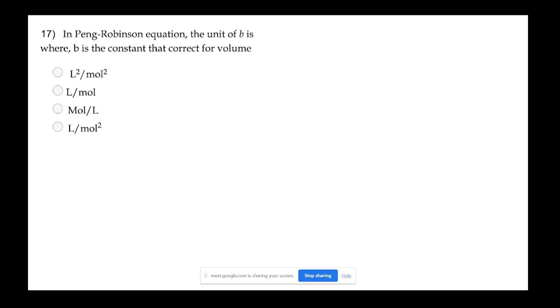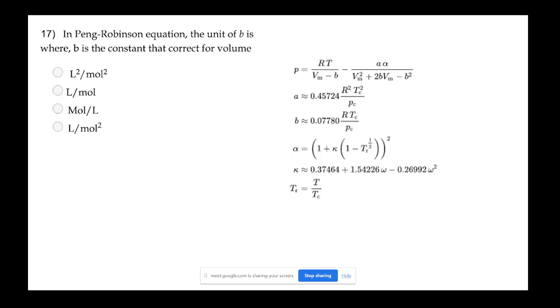Now, Peng-Robinson equation, the unit of B is dash, where B is the constant that is the correction for volume. This is the Peng-Robinson equation, and these are the values of A and B, like how you need to find out A and B in this equation of state. How will we find the unit of B? For that, it is very simple.